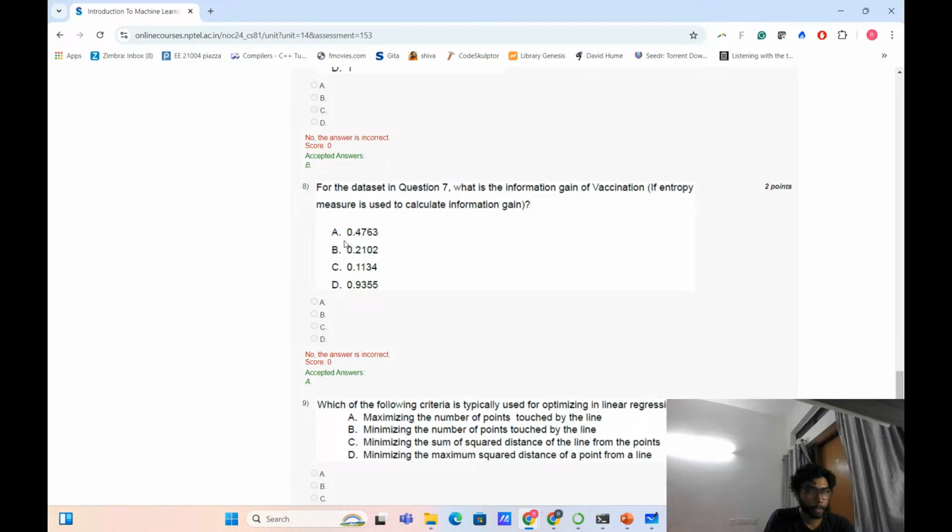Thank you. So this is how you do the entropy and information gain problems. Anybody else has any question on this part?